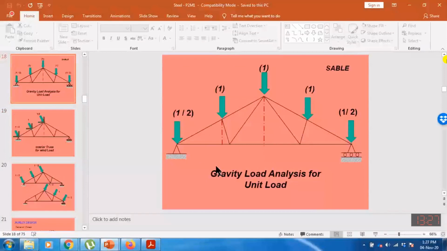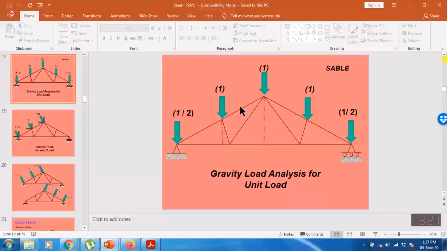I told you that there are many online free software available for truss analysis, which are very easy. If you just read the manual or the tutorial, maybe within 15 to 30 minutes, you can construct the complete truss, apply the loads, and get the forces. One software name I have already given, Sable, or there are many other online software. So you will apply the gravity load, you will construct your trusses because you already know the length, so you can determine the forces in each member due to unit gravity load.